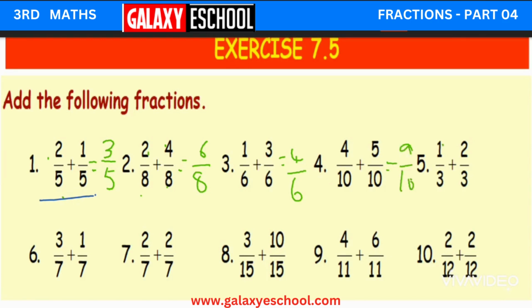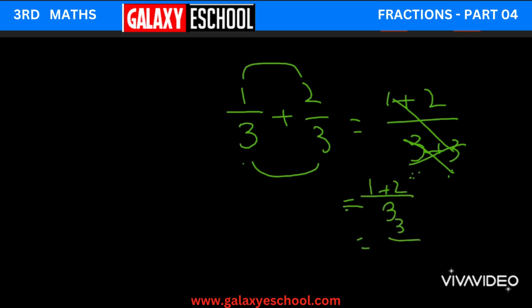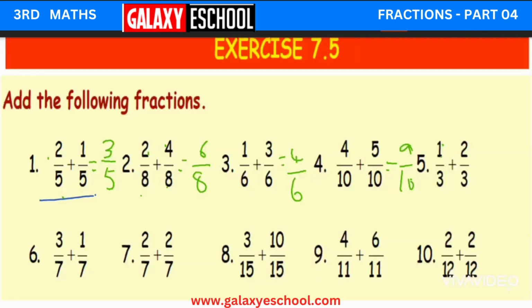Coming to question 5. 1 by 3 plus 2 by 3. Again 1 plus 2 divided by only 3, children. A single numerator, single denominator is enough. Don't make the mistake of adding the denominators. Don't do 3 plus 3. The correct one would be 1 plus 2 whole divided by 3. 1 plus 2 is equal to 3, then divided by our denominator 3. So 1 by 3 plus 2 by 3 is equal to 3 by 3.